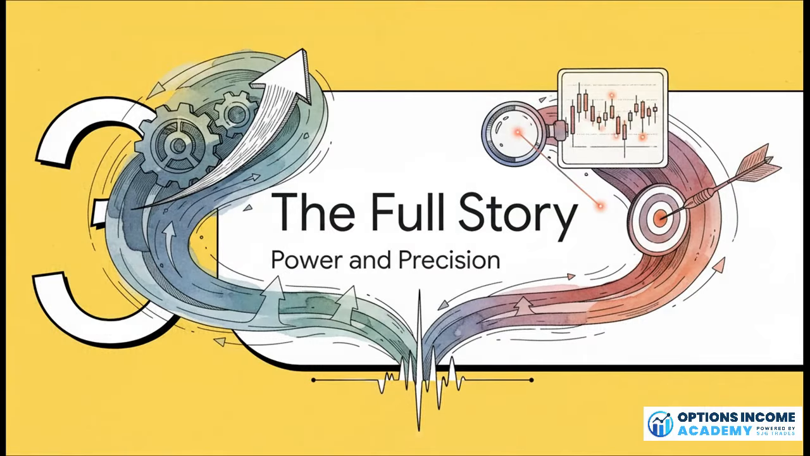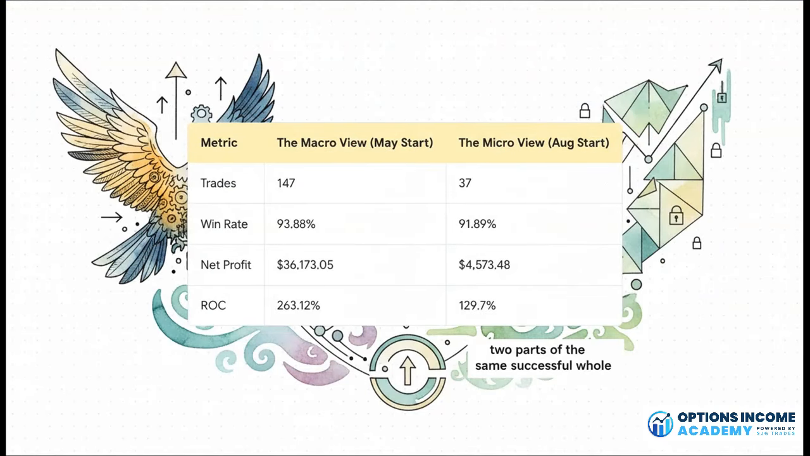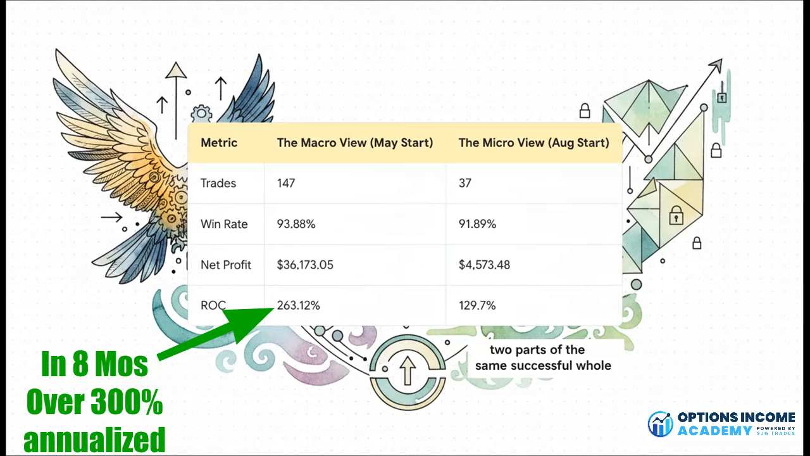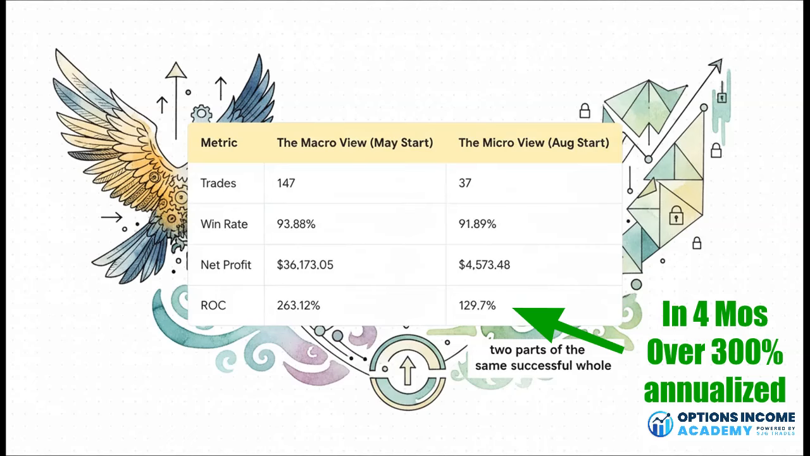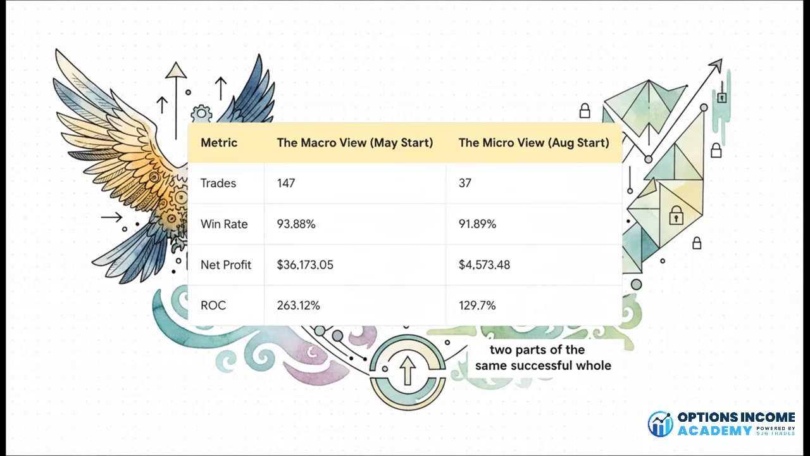Okay, so let's bring it all back together now. We've seen the power of the total portfolio, and we've seen the precision of the alert service. Let's put them side by side and see the complete picture. So here you have it, a tale of two data sets. On the left, you've got the macro view, which proves the long-term power and robustness of the flyagonal strategy. And on the right, you've got the micro view, which is just a masterclass in consistency, scalability, and tight risk management. Two different views, but they lead to one undeniable conclusion. This strategy flat out works.